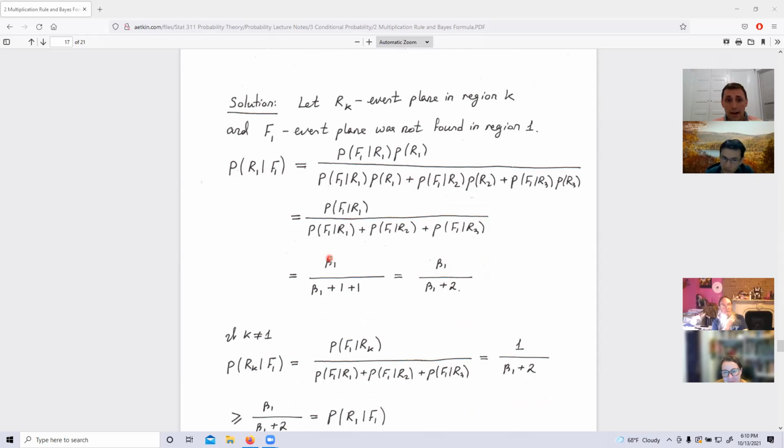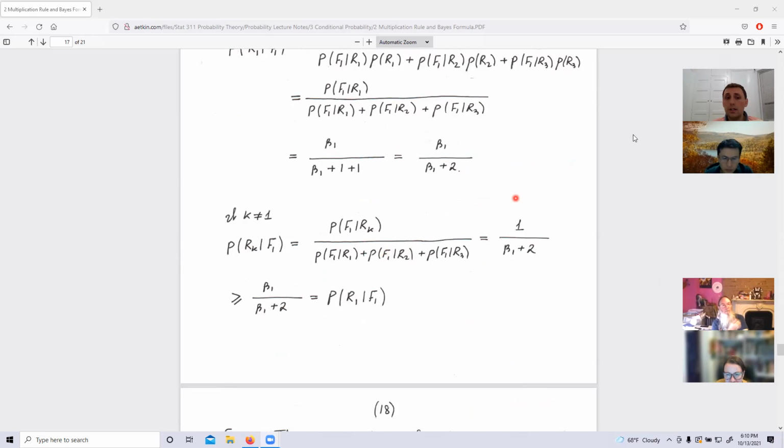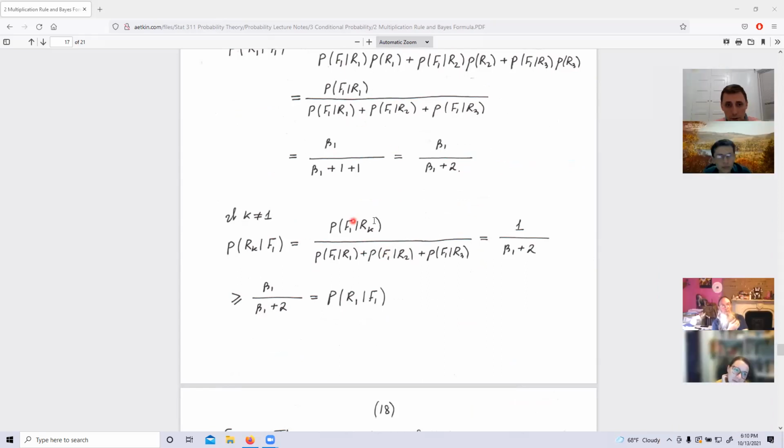Good, guys? So what I have is that the probability the plane now is in region 1 is beta 1 divided by beta 1 plus 2. Now, what about the probability the plane is now in region 2 or region 3 if the search of region 1 did not do anything? Here is the same exact question. I do that for region 1 and 2, for 2 and 3, it's symmetric. So what do you have here? Of course, the numerator is now 1. Do you agree? Numerator is 1, denominator is the same, because that's the probability of F1. So it's 1 over beta 1 plus 2.